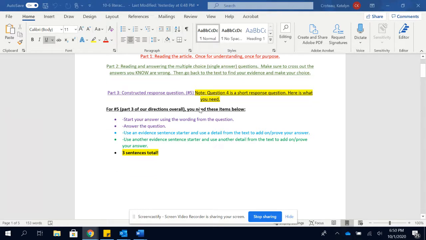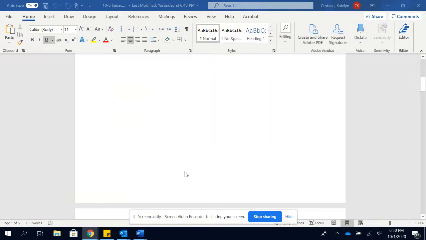Okay, you need to make sure that you start your answer using the wording from the question. Actually answer the question. Then you want to have your second sentence have an evidence sentence starter, such as the text said or the evidence is. And you want to use a detail from the text to prove your answer. Right? So sentence starter, evidence. Then you need another one, a second evidence sentence starter, and a second evidence sentence. That means a total of 3 sentences. So that's for the part that doesn't have multiple choice.